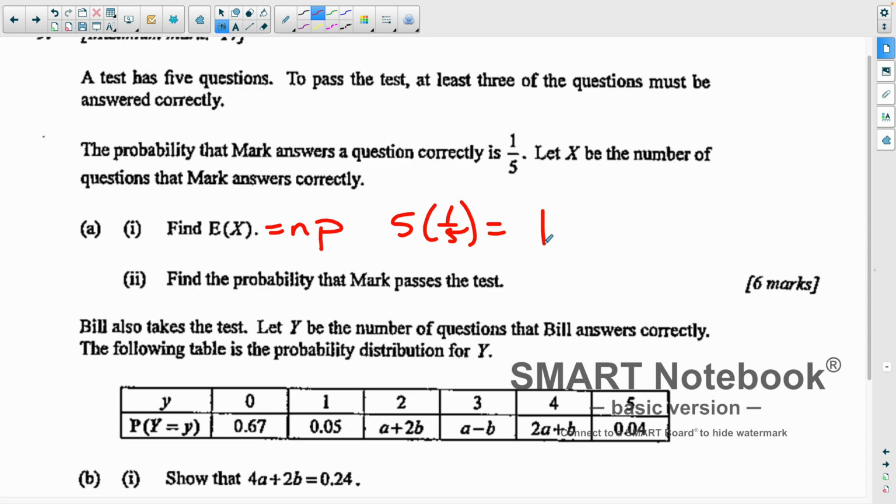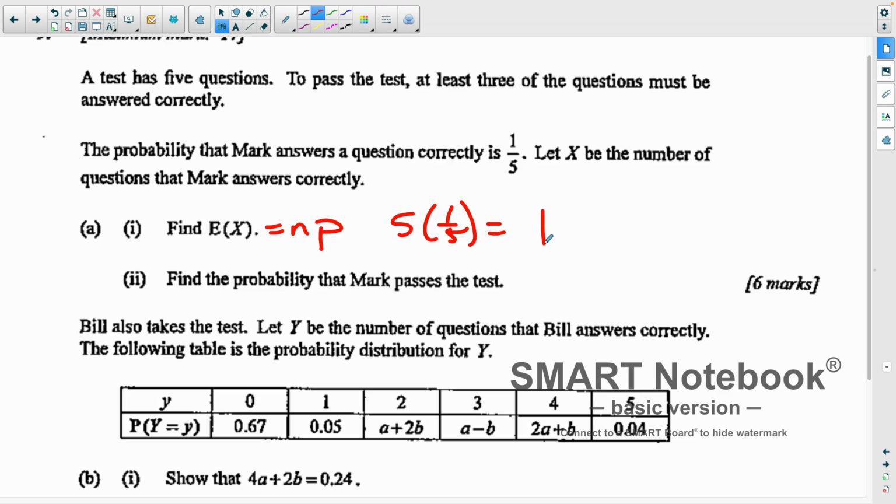Find the probability that Mark passes this test. Now, this is where I need my calculator to assist me. This is a calculator problem, correct? Yes. Okay. And this distribution that we're talking about here is a binomial distribution. Because what could happen? I get the answer correct, or I get the answer wrong. There's only 2 things that could happen, so it's a binomial distribution.